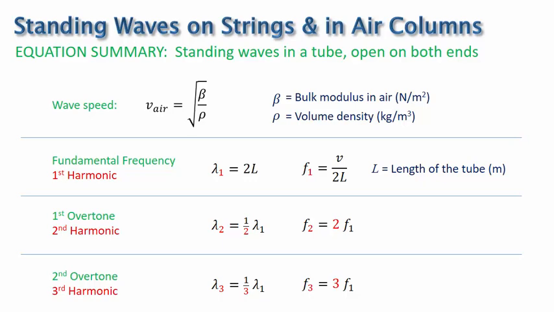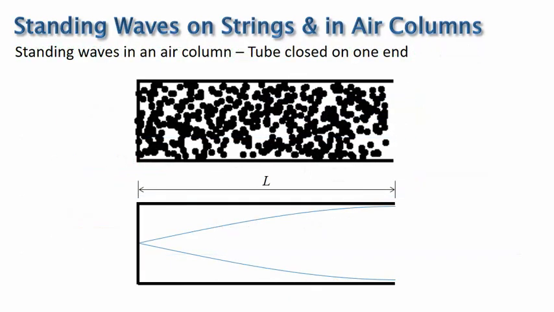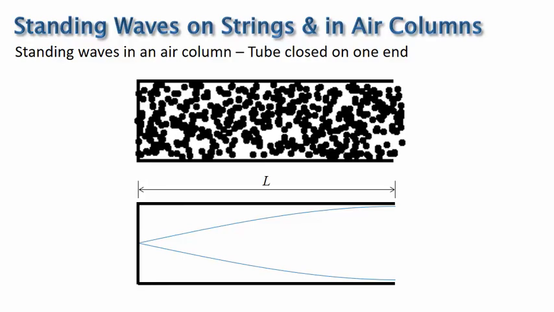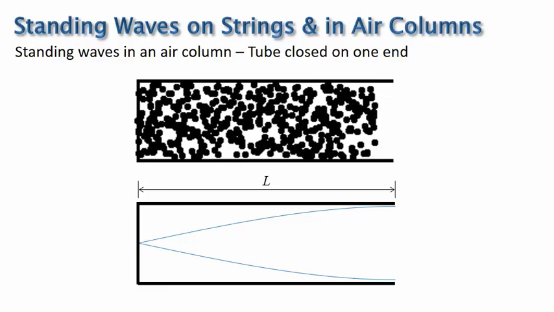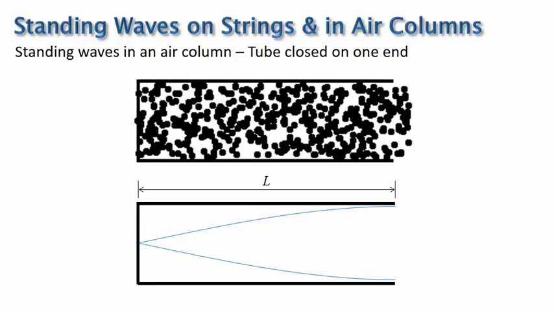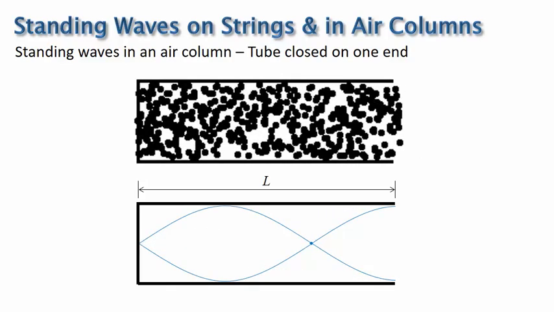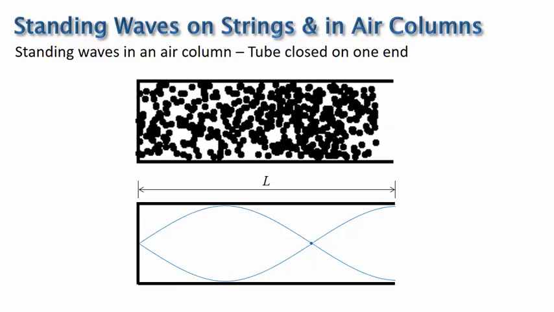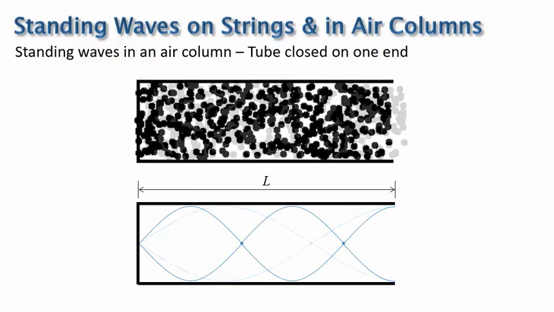So now let's go through the same analysis for the standing waves in a tube that is closed on one end and open on the other end, like a soda bottle. Let's start with the simulation to visualize what's happening. Here's the fundamental. This time there's a node on the closed end of the tube and an antinode on the open end of the tube. And then we get the first overtone by adding a node inside the tube like this. And then we get the second overtone by adding another node inside the tube like this.